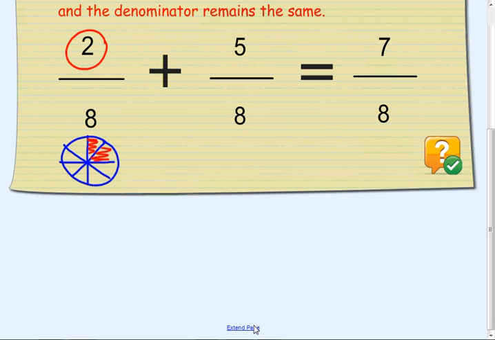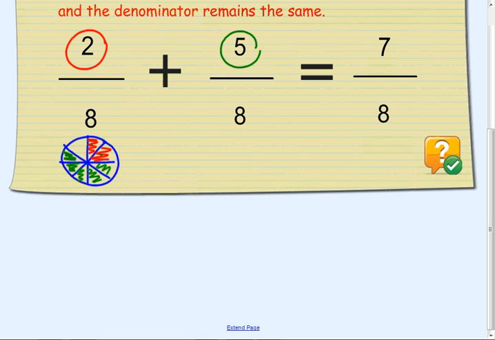And then I'm going to add to it 5 more pieces out of the 8. Let's see, 3, 4, 5. So how many pieces will I have altogether? 1, 2, 3, 4, 5, 6, 7.